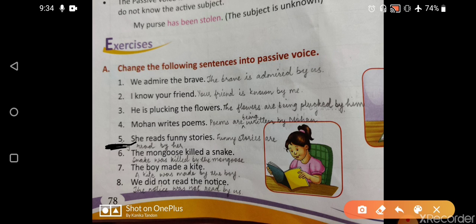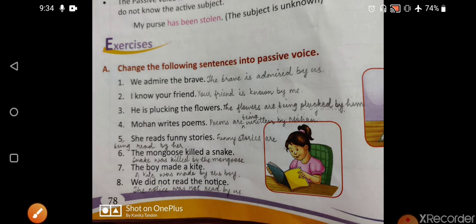The mongoose killed the snake. The snake was killed by the mongoose. A boy made a kite. A kite was made by the boy. We did not read the notice. The notice was not read by us. Coming on to the next one.